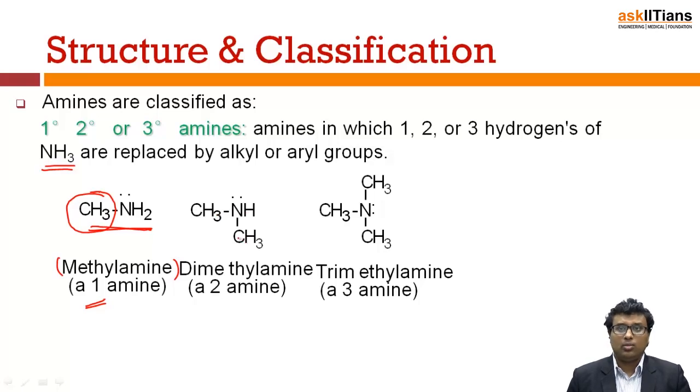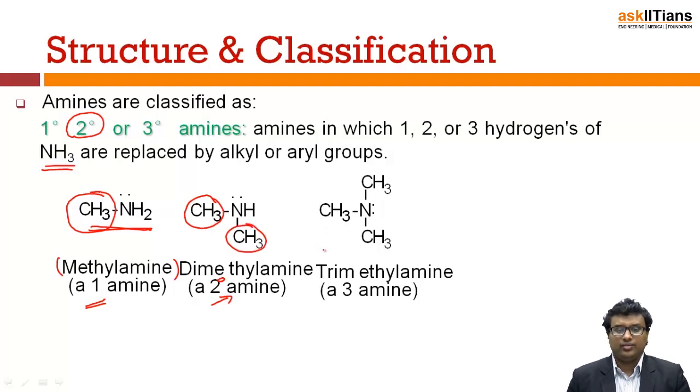And CH3NHCH3. What is the total number of hydrogens I am replacing here? The total number of hydrogens which I am replacing here is 2. So if I am replacing 2 hydrogens, that means it is considered a secondary amine. So it is a second degree amine, and it is a dimethylamine because there are 2 methyl groups attached.